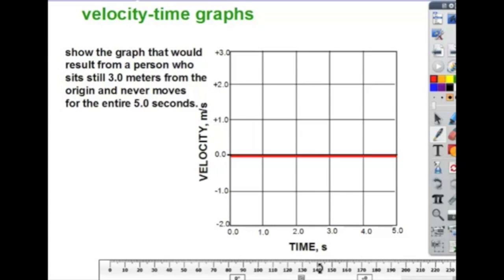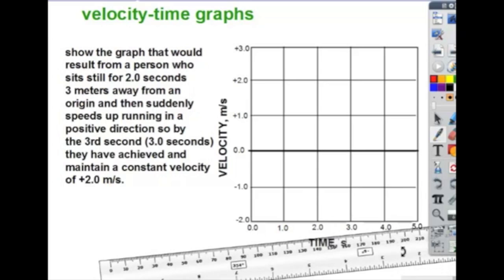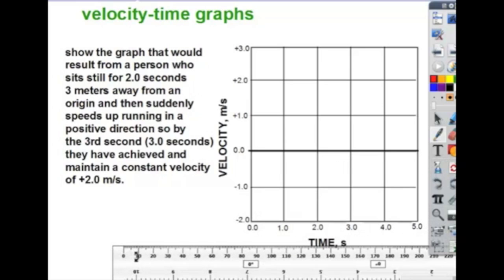All right, let's try another problem that's a little bit more difficult, just to get you used to these graphs. What graph would you expect from a person who sits still for 2 seconds, 3 meters from a wall, and then suddenly speeds up running in a positive direction so that by the 3rd second, they have achieved and maintained a constant velocity of 2 meters per second. All right, so let's go ahead and do that one.